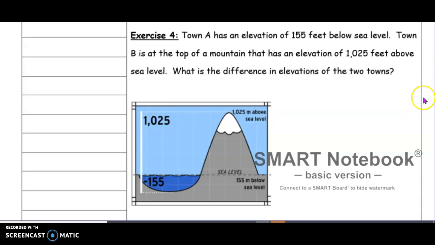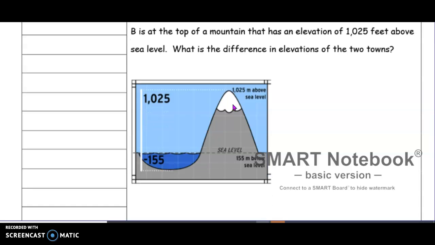Now exercise 4. If you can take a guess here, the one operation that we haven't seen yet is subtraction, so that's what we're going to do now. Town A has an elevation of 155 feet below sea level. Town B is at the top of a mountain that has an elevation of 1,025 feet above sea level. What is the difference in the two towns?